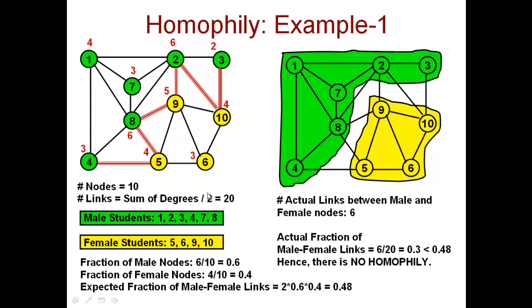Alright, so the first step is we need to find out what fraction of male students are there, what fraction of female students are there. And we already have that information. So 6 out of 10 students are male and 4 out of 10 students are female. So the fraction of male students is 0.6 and the fraction of female students is 0.4. So the expected fraction of male-female links, if the links are distributed randomly without taking into consideration the male and female students, is 2 times P times Q, which is 2 times 0.6 times 0.4, which is 0.48.